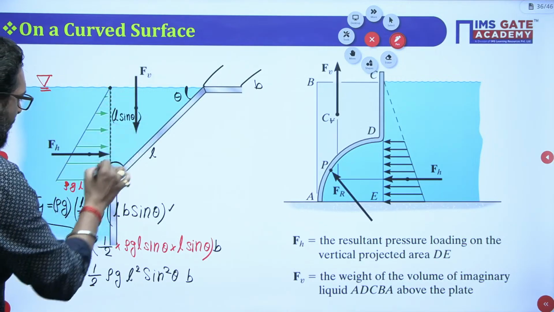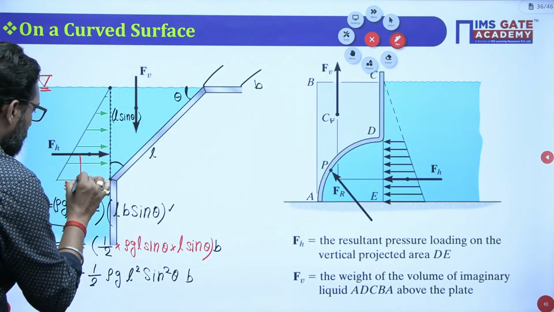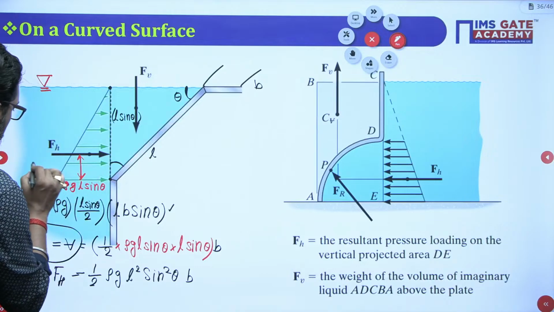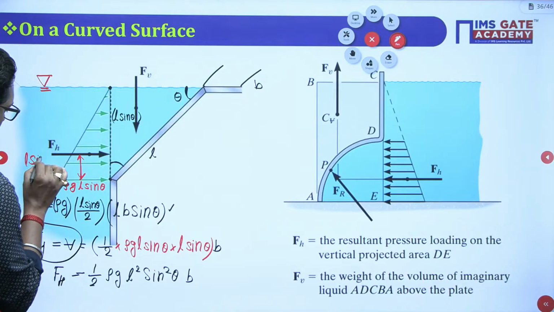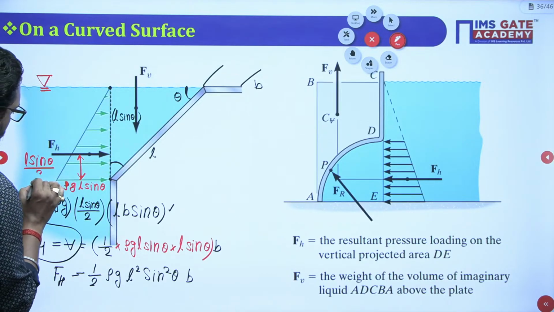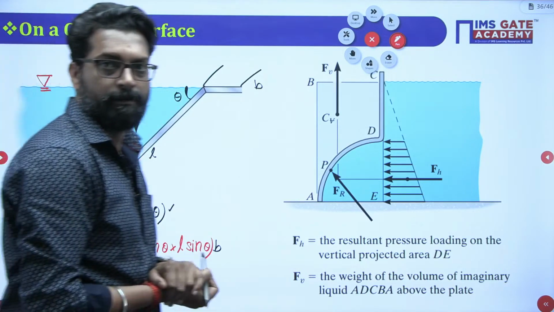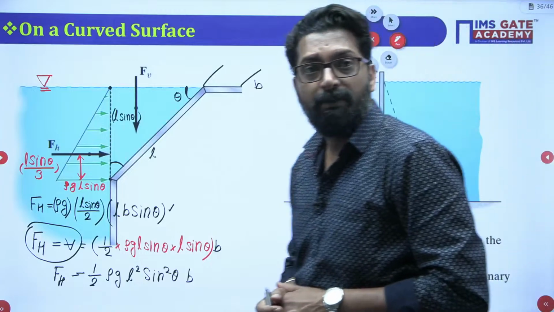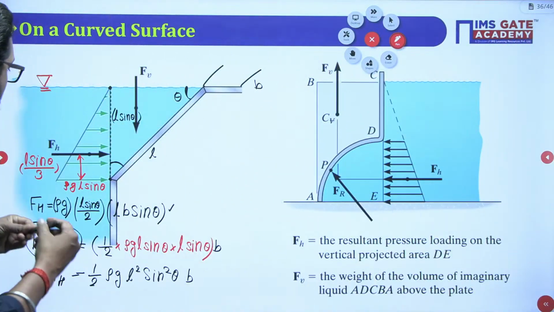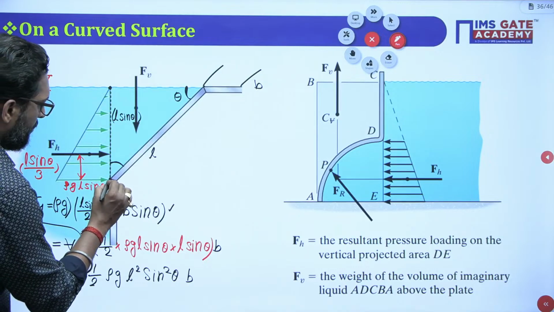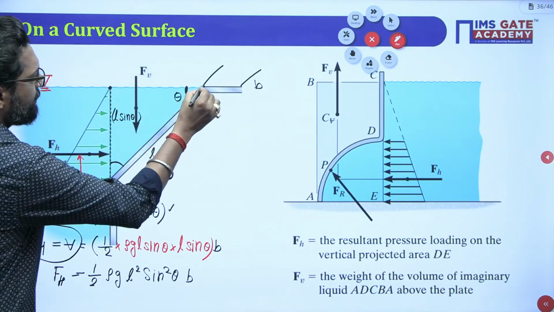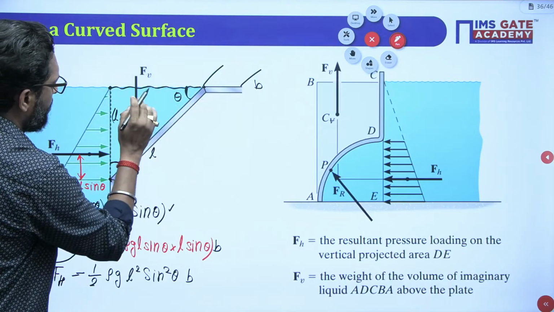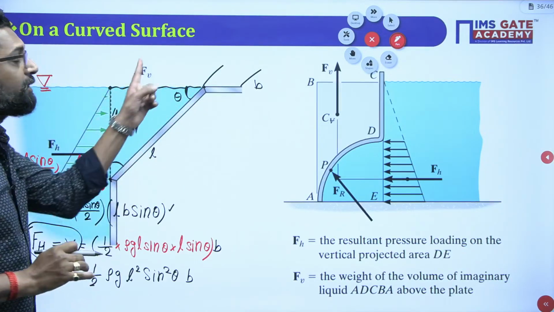So what is the CG of the triangle? Let's suppose this is L. The CG from the base is H by 3. So L sine theta divided by 3, it will act from the base. Clear? Now, how do we calculate the vertical force? You have to take this point A up to the free surface, and this is already the free surface. The weight contained within this region is your vertical force.